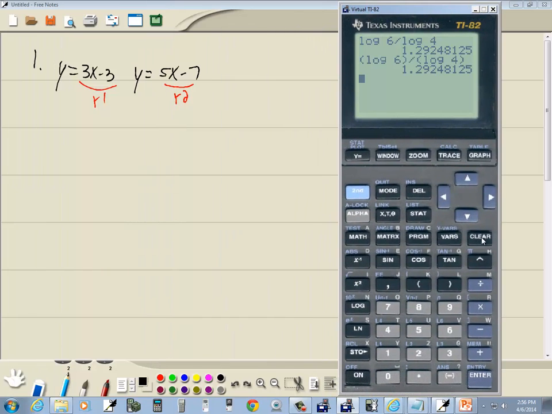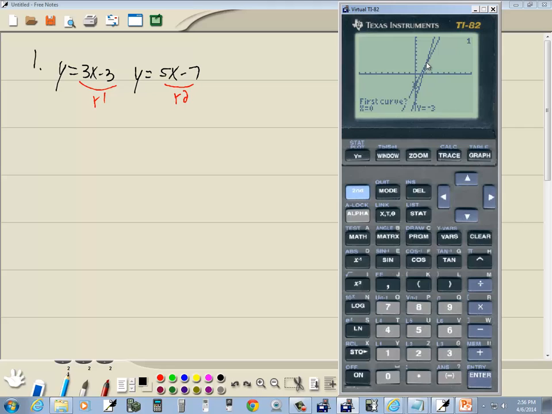So I'm going to press Y=, press clear, 3x minus 3, so 3, then the X key, minus 3. Down arrow to y2, put in 5x minus 7. So you should have that on y1, that on y2. Now I'm going to do a second trace and choose intersect. You see there's a 5 in front of it, so I just press 5. And there's my first graph, and there's my second graph.